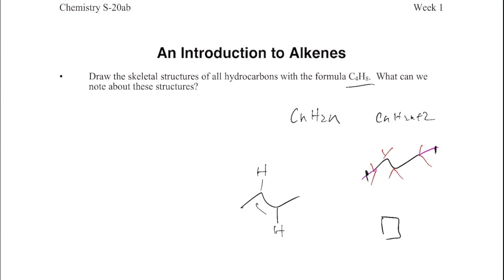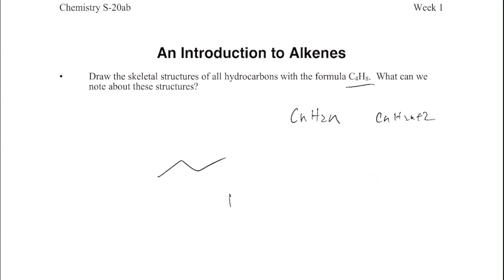Knowing that, we can draw the structures of these, something like this, and double bonds, and there are cis and trans isomers, which could be something like this. So that's the structure that is possible, I think.